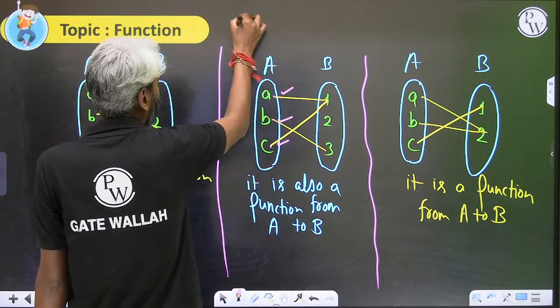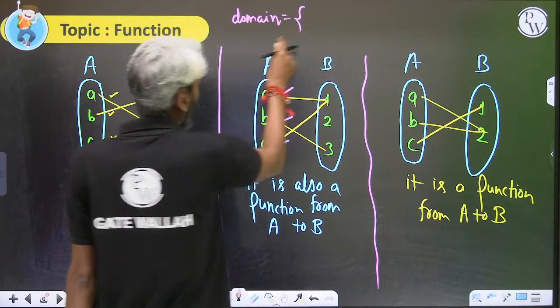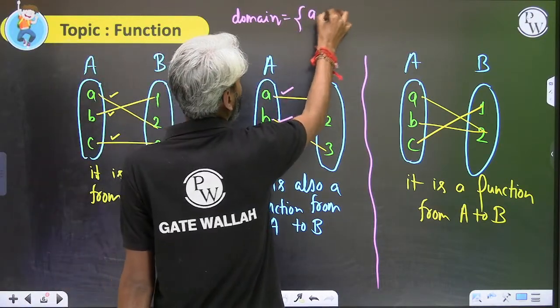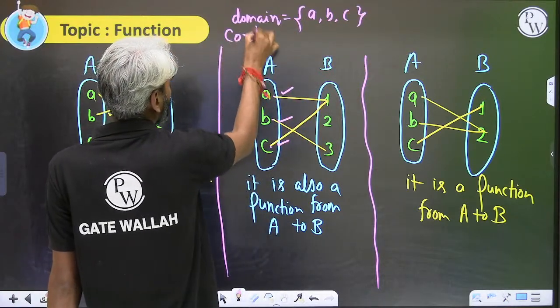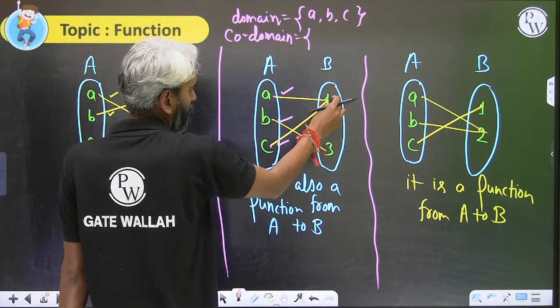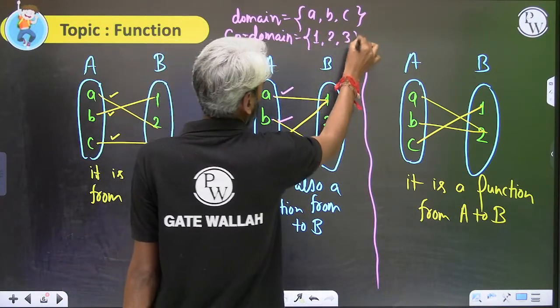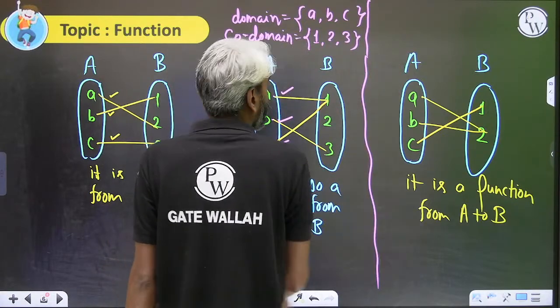So here, what is the domain? The domain is the set of all elements of set A. So the domain is nothing but A, B, C. What is the codomain of this function? The codomain is 1, 2, 3, set B. Wait a minute. This is important to understand the concept of range.